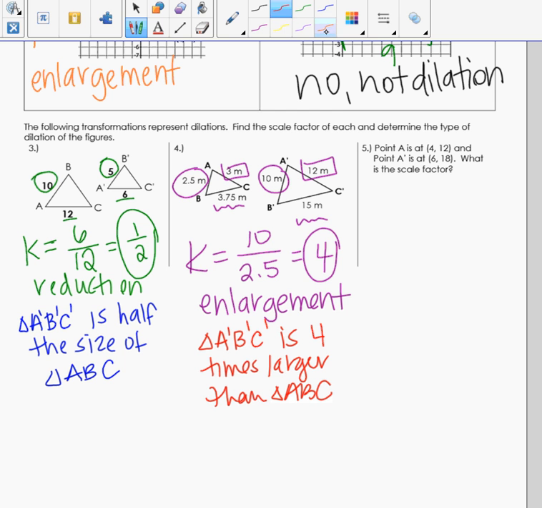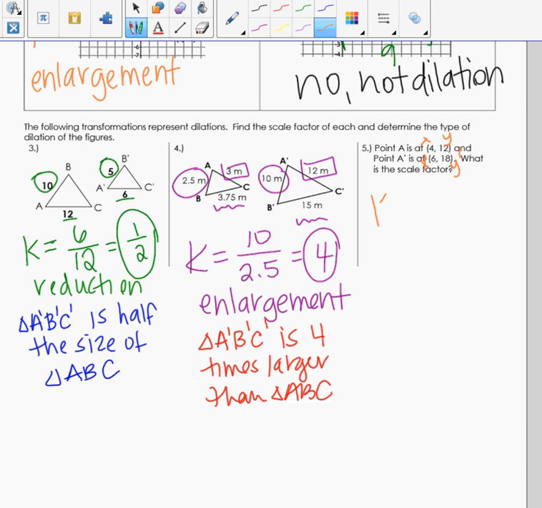All right. Our last one. Now we're just dealing with points. Okay. So we kind of did that up in number 1. It says point A is at (4, 12) and point A prime is at (6, 18). What's the scale factor? Okay. So I would think of this as X, Y and this as X prime, Y prime. So you guys, it's the same thing as the figures before. It doesn't matter what point you choose, just pick one and it will work out.